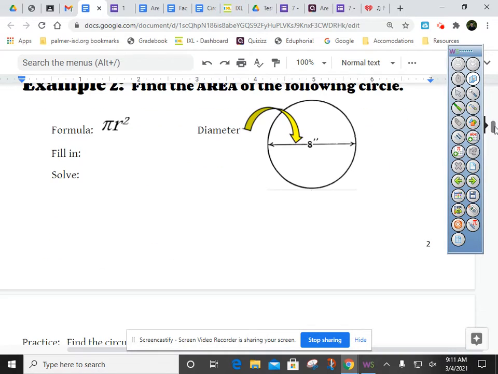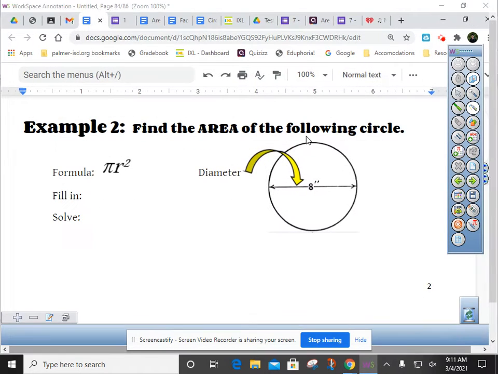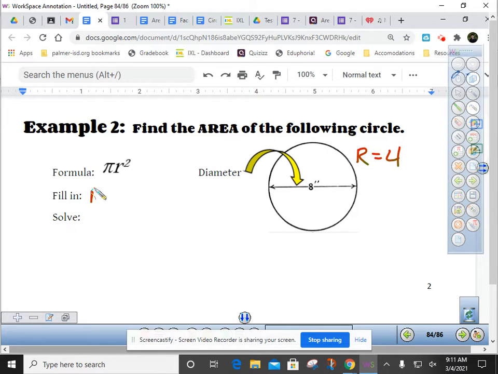Example 2. Find the area of the following circle. What do they give you? The diameter. What do you need? The radius. What is the radius? 4. Write that down. Now we're going to fill it in. Area equals 3.14 times what's the radius? 4. Squared.